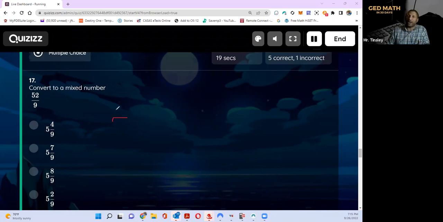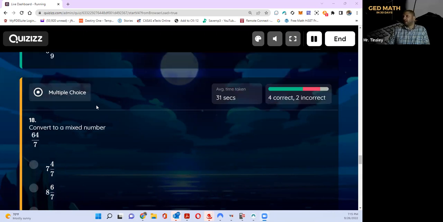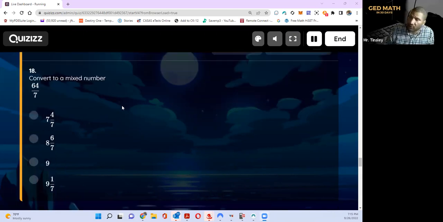5. That's 45. There's 7 left. If you check it, 9 times 5 is 45, plus 7 is 52. They love improper fractions and mixed numbers on the exam. 4 people got this correct. 2 people got it incorrect, so let's make sure. How many times does 7 go into 64?